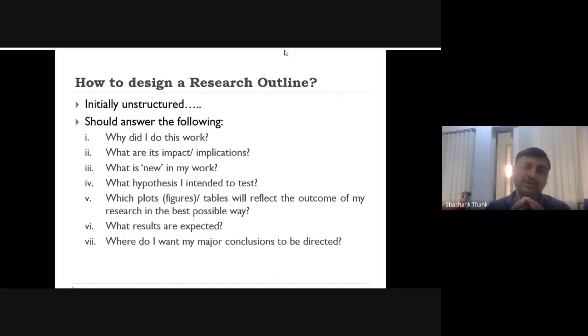Once your experimentations are done, you have a set of results available. When you write your introduction, you always state these are my objectives, my research questions, my hypotheses. Now your conclusion should be linked with those original questions raised earlier in your paper. That linkage should be established, and that is where it is very important to know where I want my major conclusions to be directed.